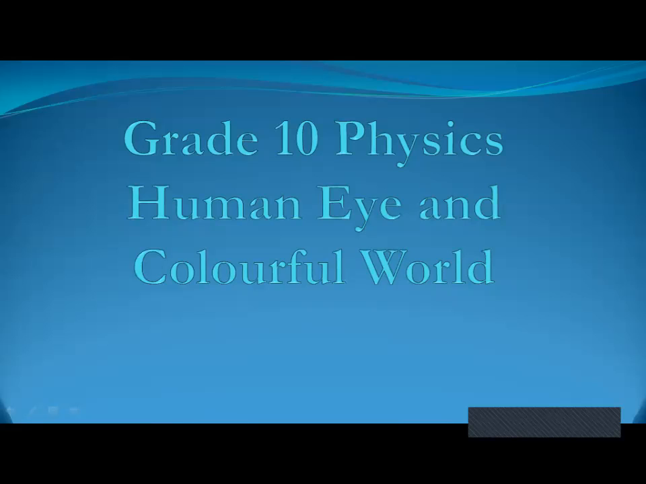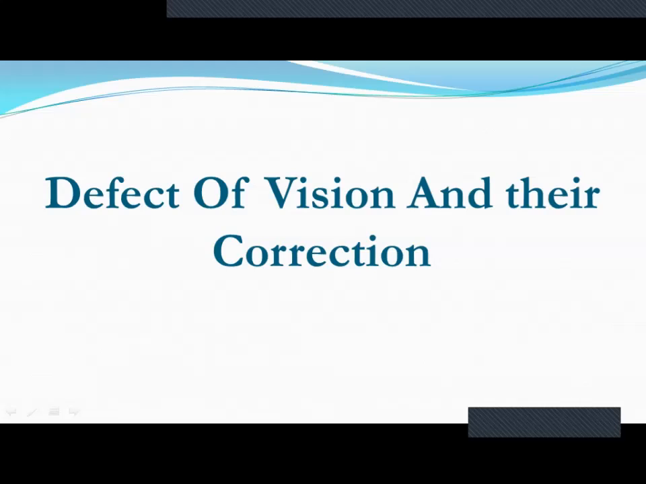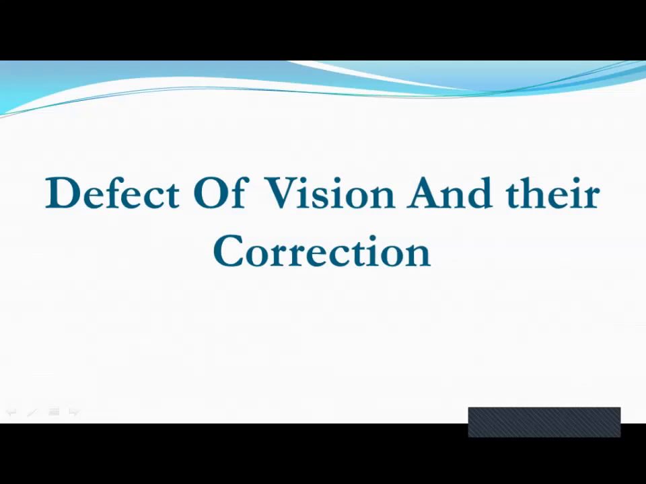And now we are going to see the defects of vision and their correction. Defects of vision: for example, if we see an object, what are the problems that we find in seeing the object properly? That is what defects of vision are. We will understand them, and how to correct that problem by using lenses. That is what we are going to discuss today.